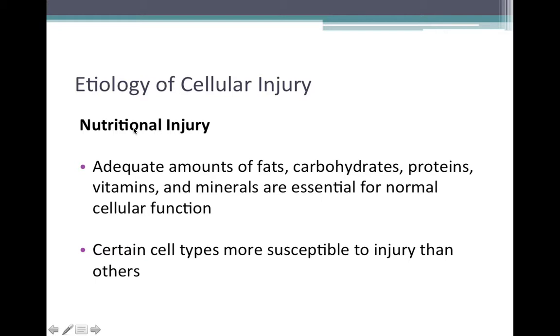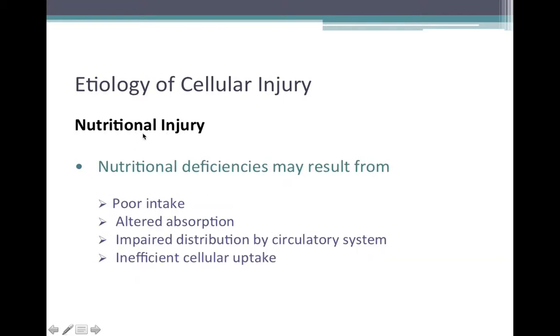Now, there's other forms of cellular injury like nutritional injury. Nutritional injury comes about when there's not enough nutrients to support normal cell growth and development and metabolism. So, not having an adequate amount of fats, carbohydrates, and proteins or vitamins and minerals, which can lead to decreases in normal cellular function. Typically, nutritional injury results from poor intake, altered absorption, impaired distribution by the circulatory system, or inefficient cellular uptake. An example of inefficient cellular uptake of a nutrient could be type 2 diabetes, which is insulin resistance.